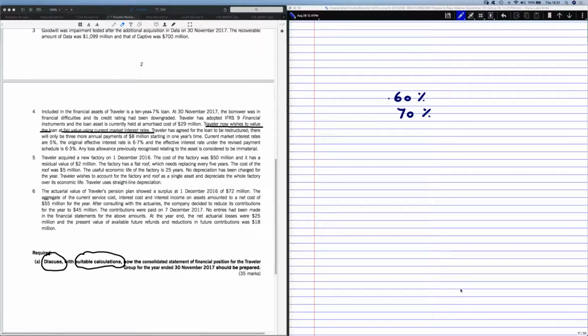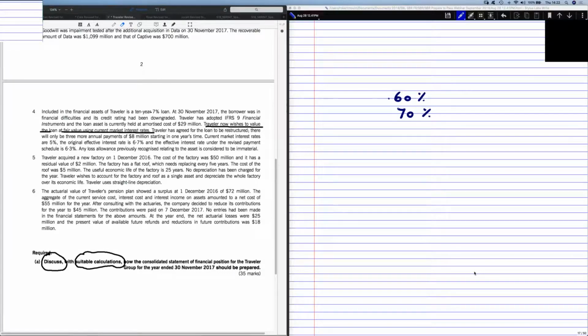Now, remember this, please. You might recall that IFRS 9 talks about the expected credit loss model and talks about the fact that we look at the asset on day one as having a loss allowance. And we move from stage one, possibly to stage two, if there is a significant increase in credit risk. And then we move to stage three, if there is actually indication of credit impairment itself. And of course, the point is that here, because the borrower is now in financial difficulties and its credit rating has been downgraded, does it now look as if this bond is actually credit impaired?